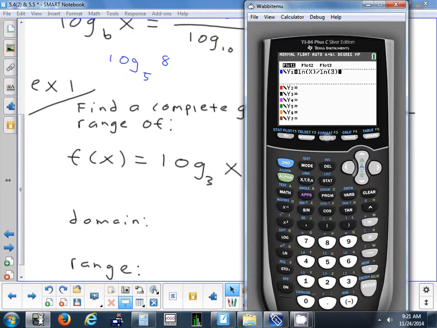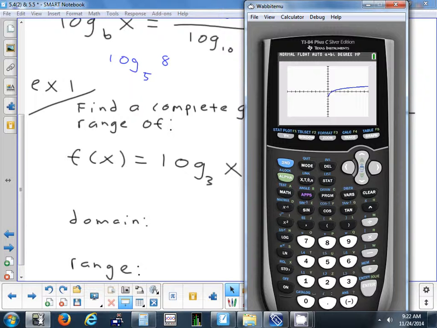Right, and let's hit graph. We'll start with the standard window and then see. If you have a stat plot on, you can shut that off. Yeah, it's the standard window. Okay, so we talked a little bit about this before, but do logarithms have horizontal asymptotes? No, they look like they go up slower and slower, but they never level off.